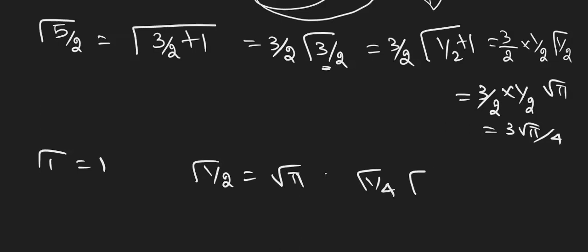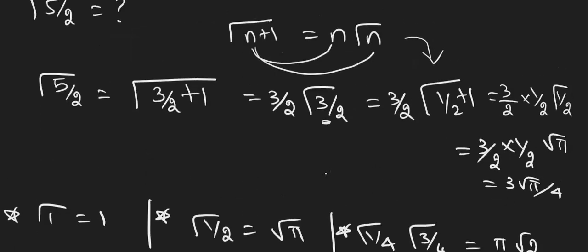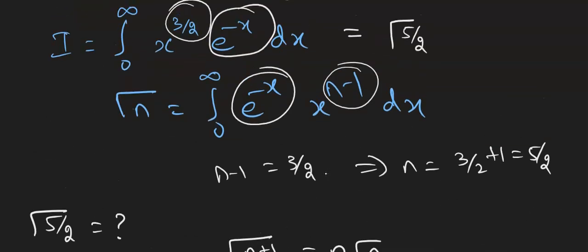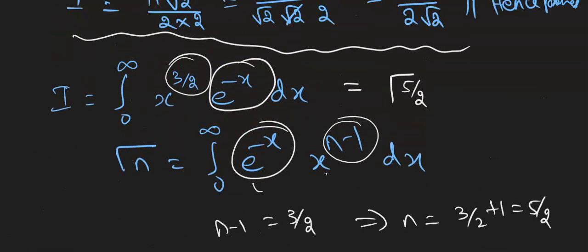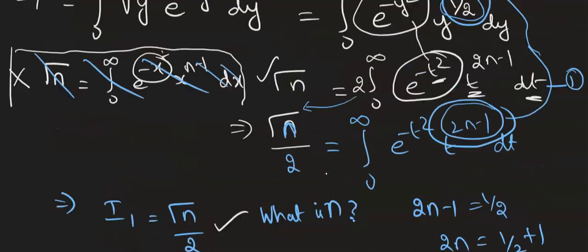Gamma of 1 by 4 into gamma of 3 by 4 is pi root 2. All these things. Gamma of n plus 1 is equal to n. So the beta gamma function is full of formulas. We have to just use the suitable formula at the suitable place. In your first question, we have used the first version of gamma of n. And in one more question, you have used the second version of gamma of n.